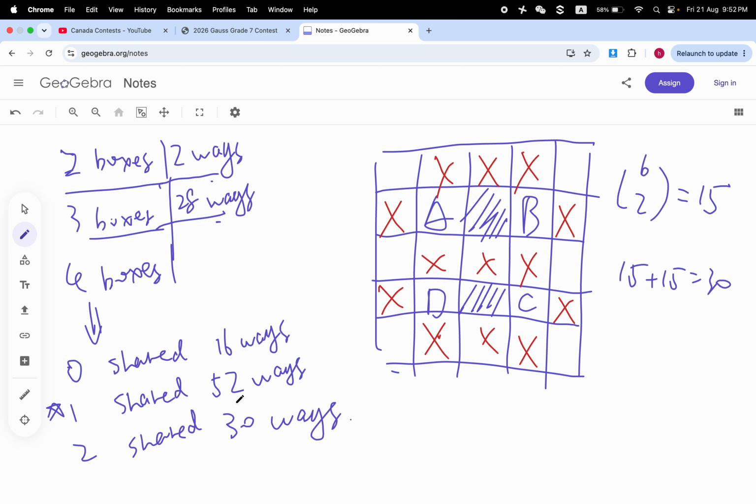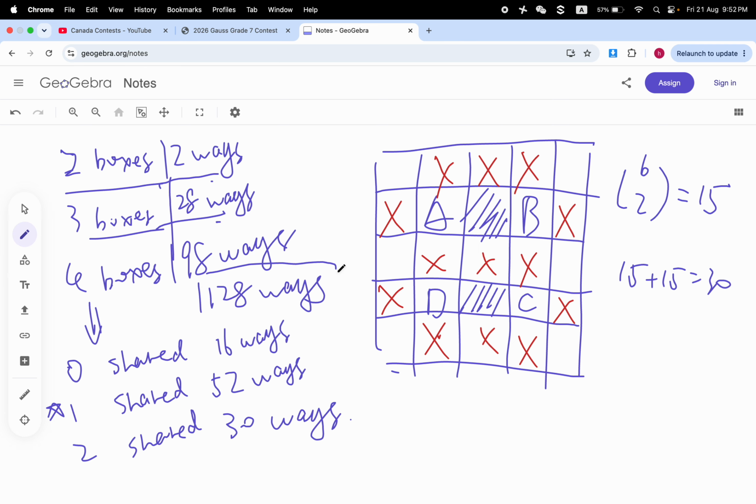So we add them all up. That is 68, 30. That is 98. So this is 98 different ways. And then you add them all together. That is 30, 98. That is 128 different ways in total.